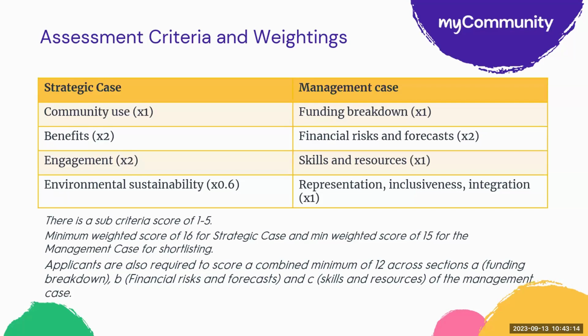There is a minimum score of 16 for the strategic case to be able to be shortlisted, and a minimum weighted score of 15 for the management case for your application to be shortlisted as well. And then applicants are also required to score a minimum of 12 across the sections of funding breakdown, financial risks and forecasts, and skills and resources of the management case. And that's what my colleague Debbie is going to be looking at in detail later in the webinar.